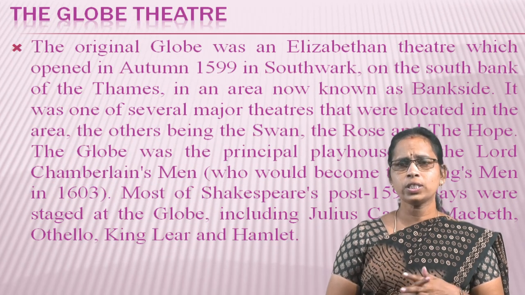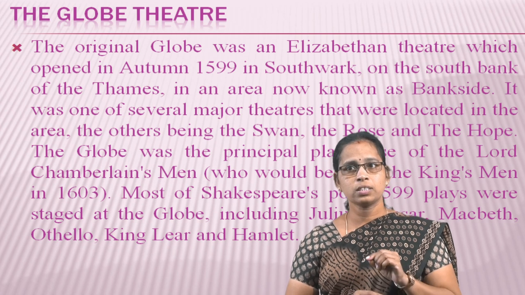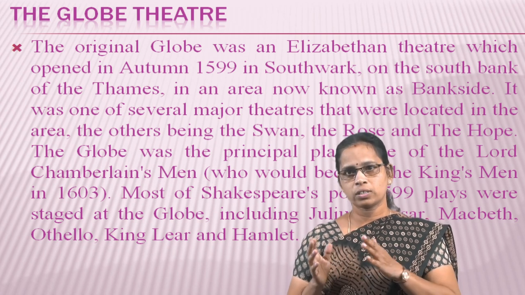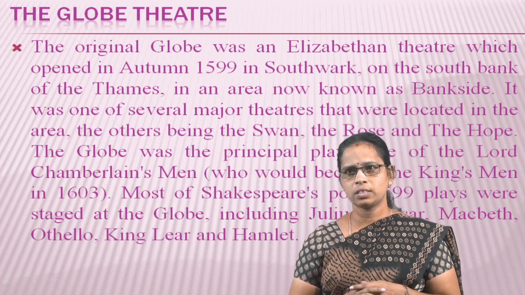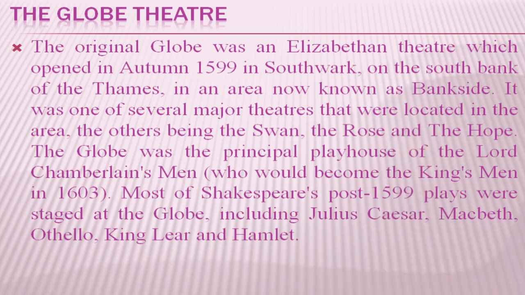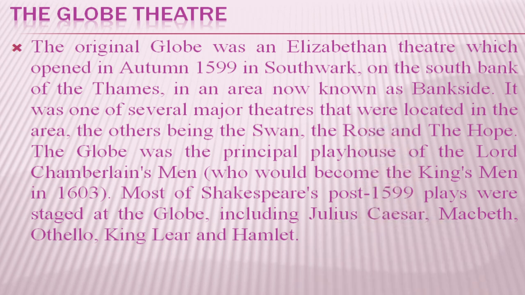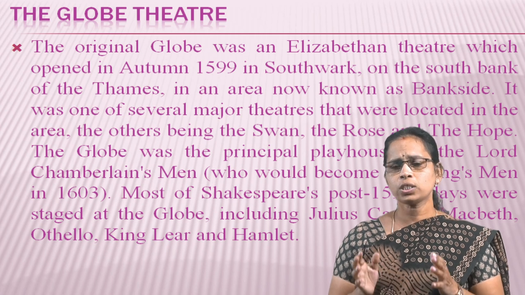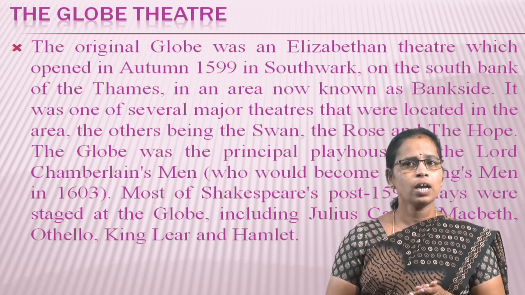The Globe Theatre. The original Globe was an Elizabethan theatre which opened in the autumn of 1599 in Southwark on the south bank of the Thames, in the area now known as Bankside. It was one of several major theatres located in the area, the others being the Swan, the Rose and the Hope. The Globe was the principal playhouse of the Lord Chamberlain's Men, who would become the King's Men in 1603. Most of Shakespeare's post-1599 plays were staged at the Globe, including Julius Caesar, Macbeth, Othello, King Lear and Hamlet.